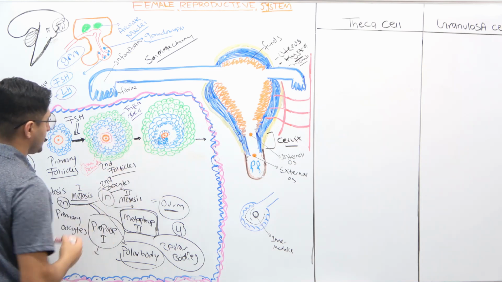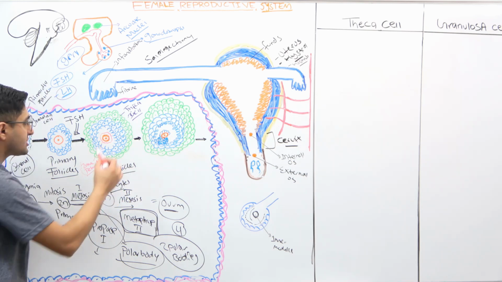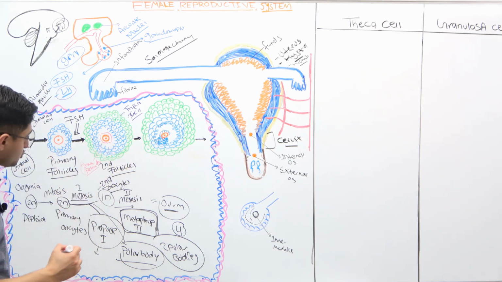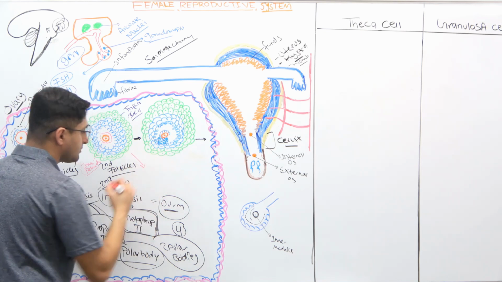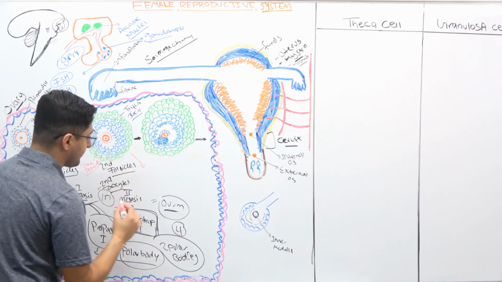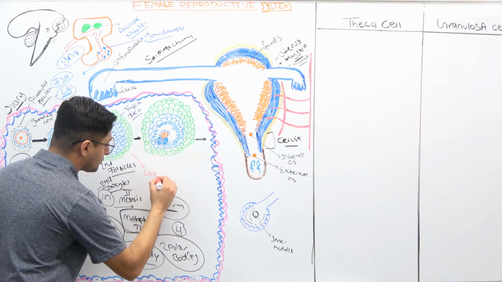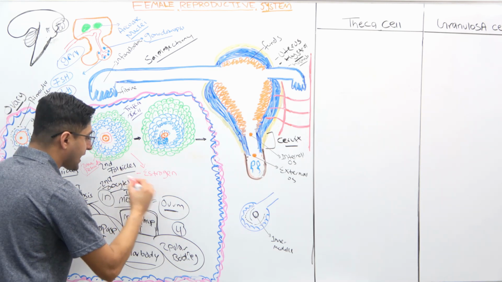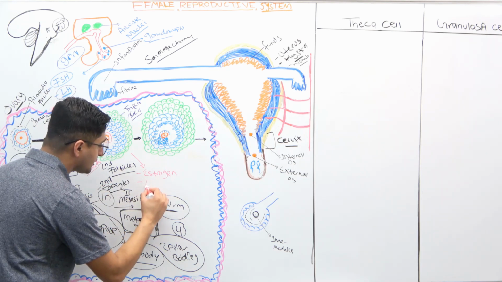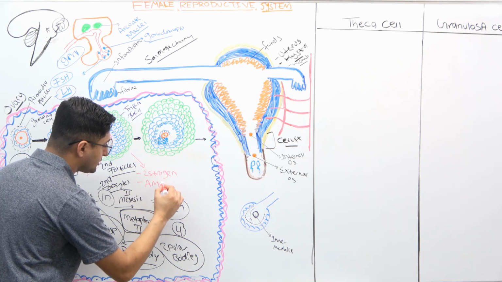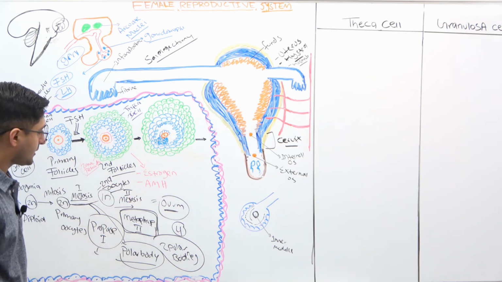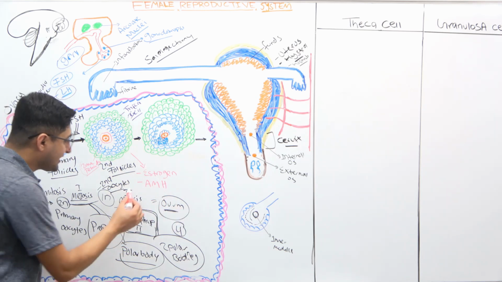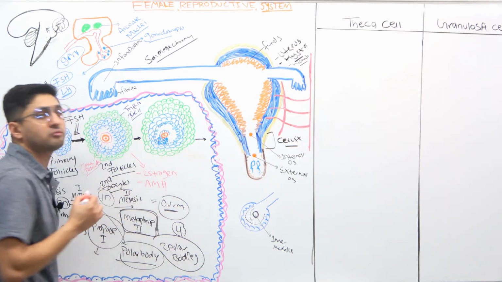And what are the granulosa cells going to do? These granulosa cells have a lot of functions, because they will produce some very important things. One is estrogen. It will make estrogen right here, and we'll talk about how they make estrogen. Not only will they make estrogen, they also make something called anti-Mullerian hormone. You have to remember this is not Mullerian inhibiting factor. This is called anti-Mullerian hormone.